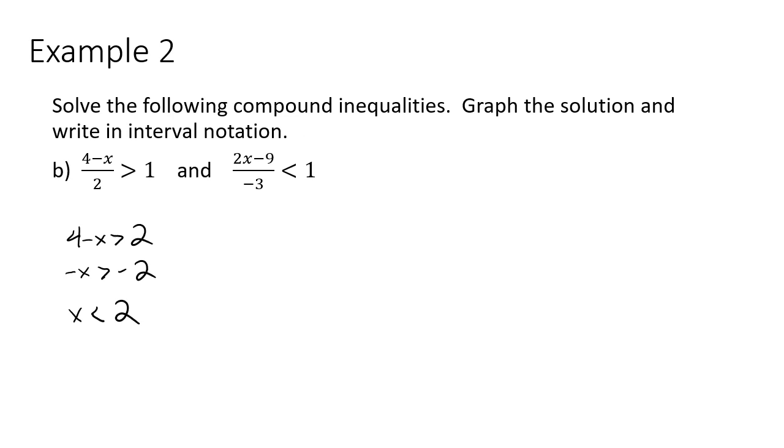For the one on the right, if I want to get rid of that denominator of -3, I'm going to multiply both sides by -3, which just cancels out the denominator on the left, and 1 times -3 would be -3, but because that's a negative number, instead of less than, it's now going to be greater than.